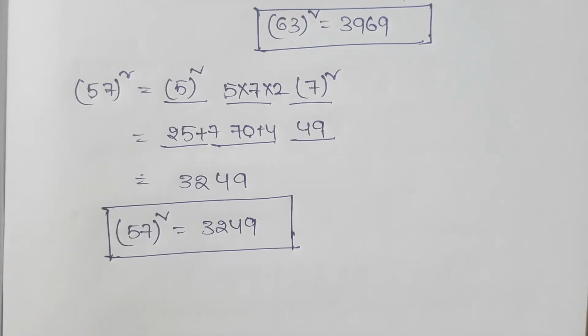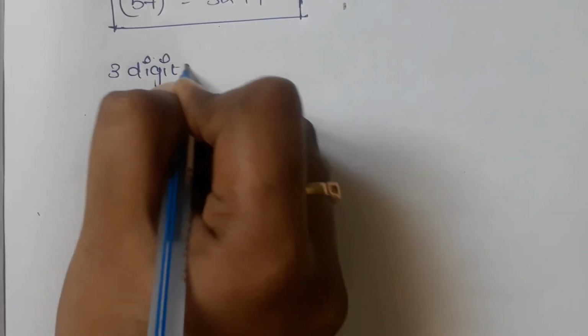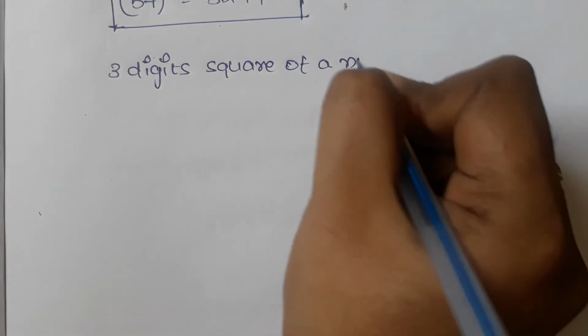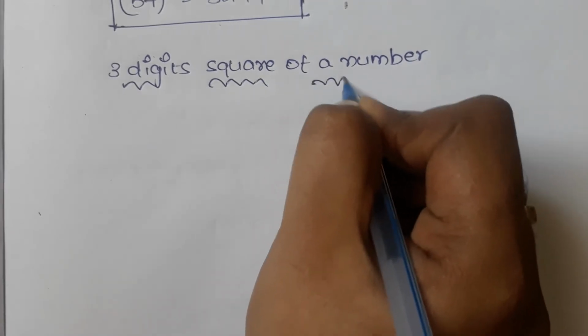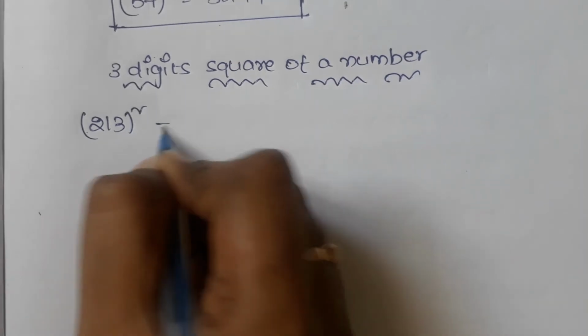And students, if you do some of the problems, that is more than 5 problems, you will understand very clearly. Now let us see 3-digit squares, the square of a 3-digit number. Let us see one example, that is 213 whole square.